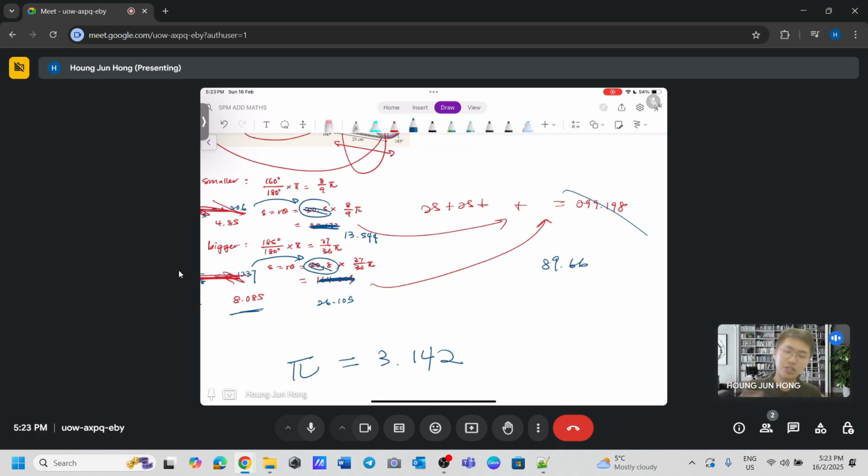Of course, sometimes they might allow you to use any number. They might give you a range of acceptable answers due to the different values of pi. But if not given, you can also just use 3.142 just to be safe, and you will get the exact same answer as the answer scheme, basically.